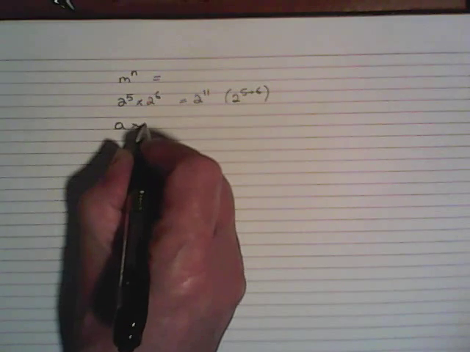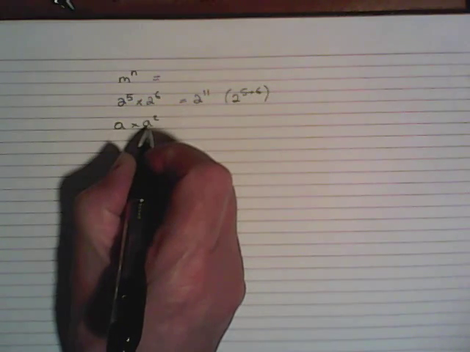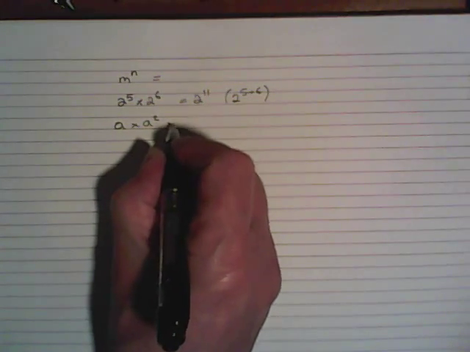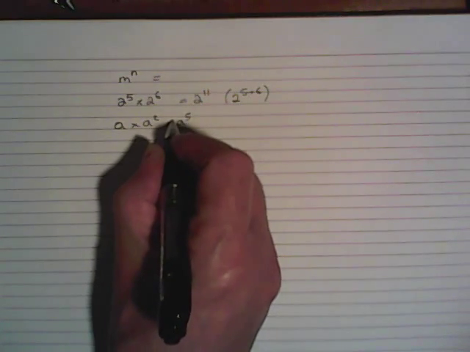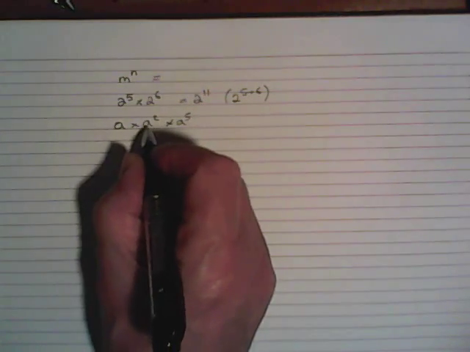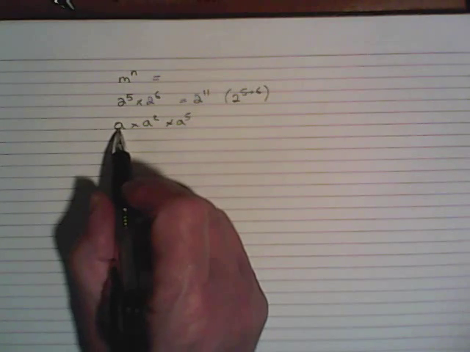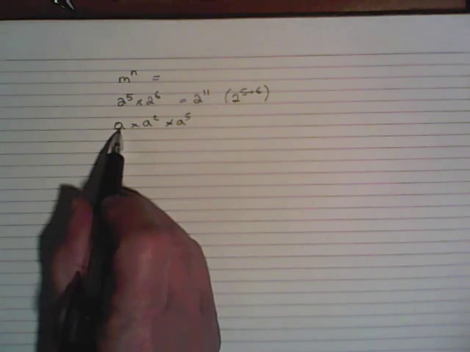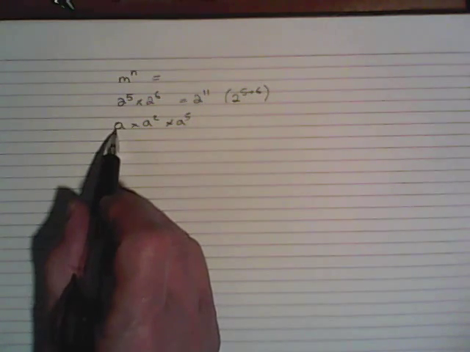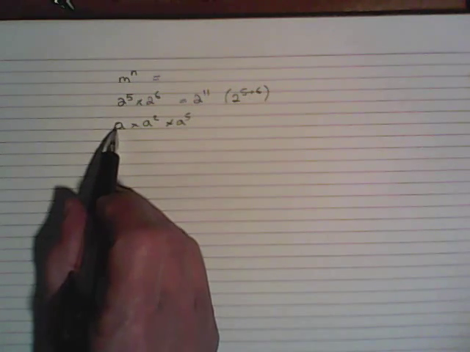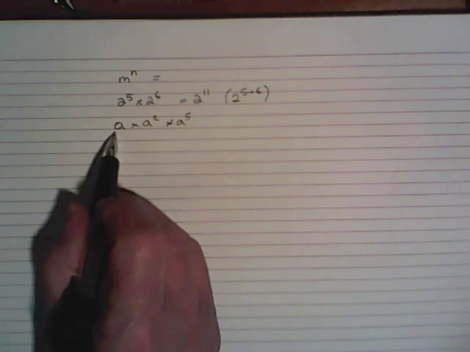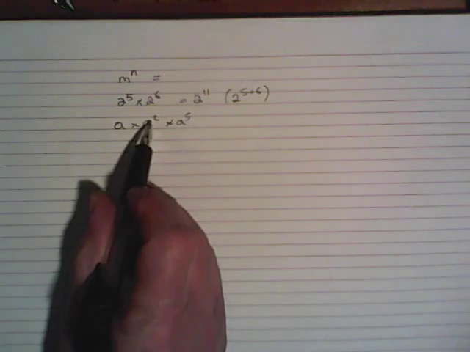Let's say a times a squared times a to the power of 5. Well, what are we actually saying? What power is this one to? Well, a to the power of 0 is 1, so it's not a. So this must be a to the power of 1. A on its own is a to the power of 1. And we're going to add.